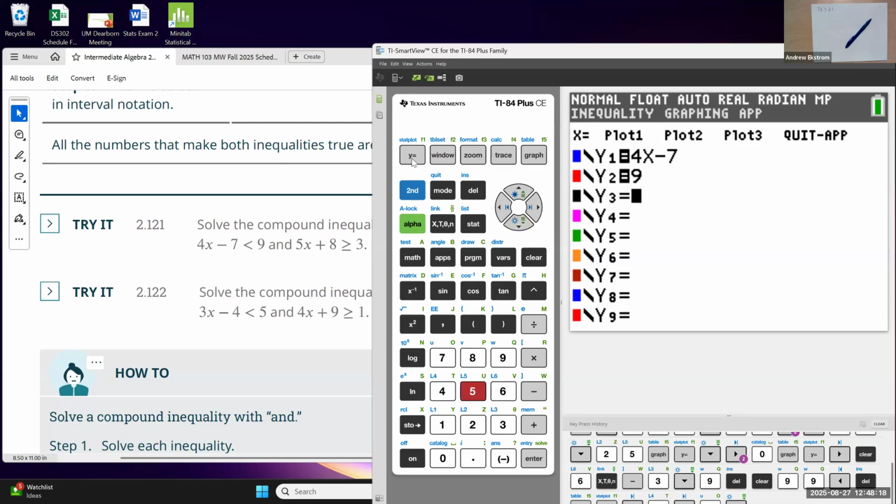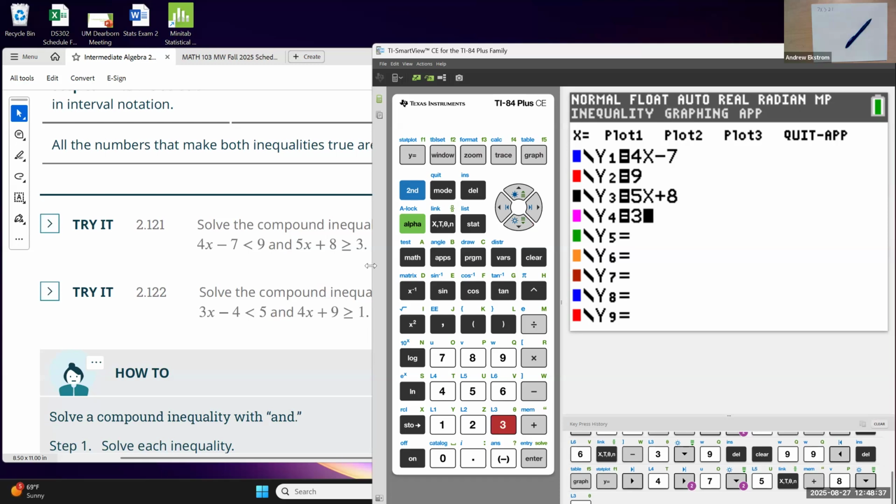For here, type in 5 times x. And then plus 8. So we get this part here. And then this has to be greater than or equal to 3. So we can put 3 here. Now this is going to look a bit like a mess. The top boundary is going to be the red line. The bottom boundary is going to be the pink line. And just looking at how this is set up, we're going to want that overlap again. Okay.